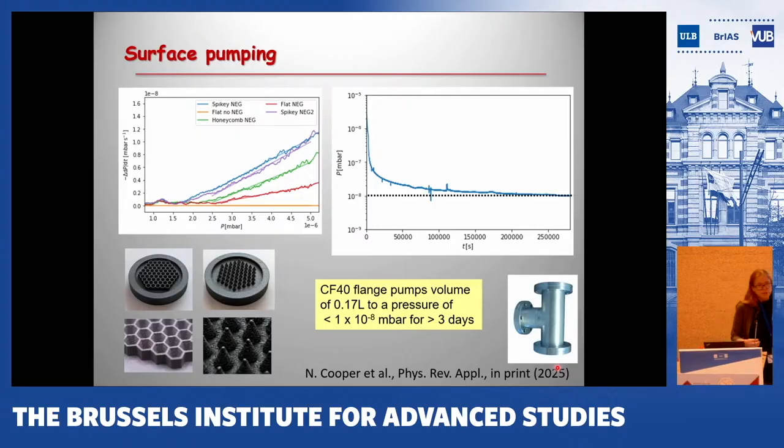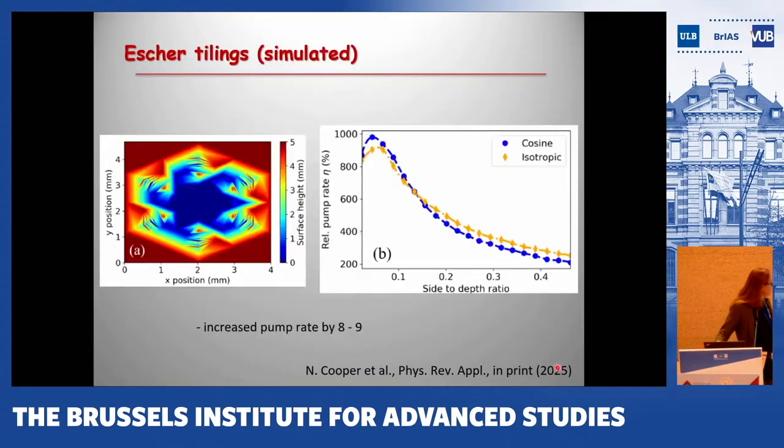So we take out the air, then we use our surface pump and keep it at this pressure for 3 days. We also looked at, this is one of the fun things that the 3D printing allows you, right? You can go to funny shapes. So this is an Escher pattern, Escher tiling, and for this we would actually get an increase in pump rate between 8 and 9.